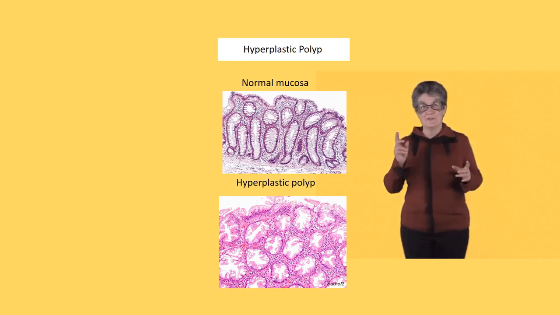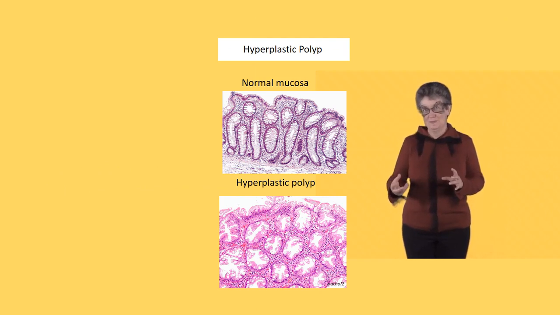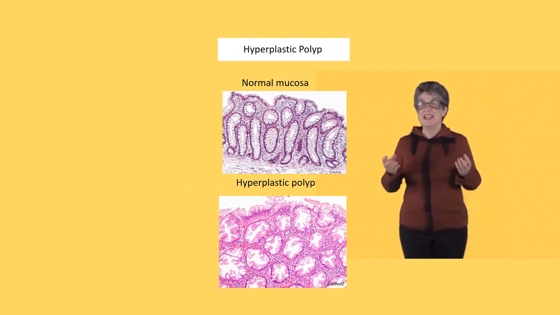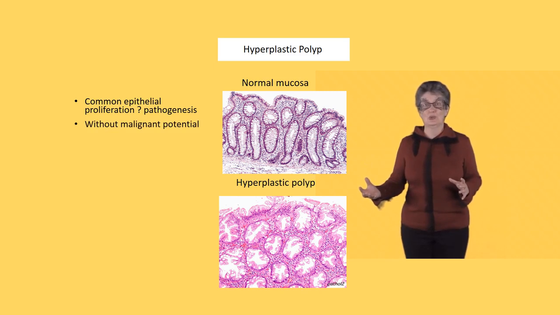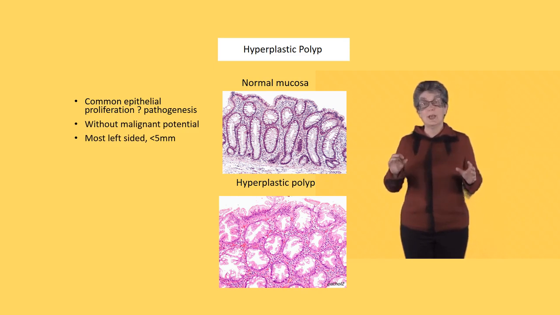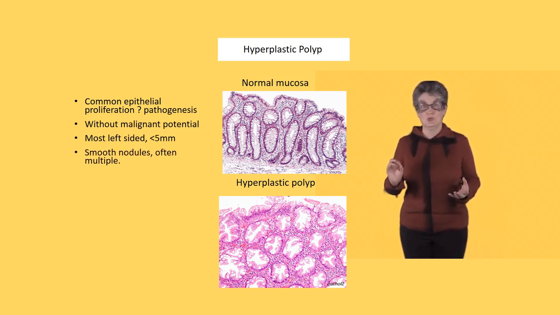Let's think about some of the more innocent polyps. Hyperplastic polyps. These are really common. Most people over the age of 60 will have small hyperplastic polyps on the left side of their colon. What they look like is small nodules. People often describe them as dewdrops.